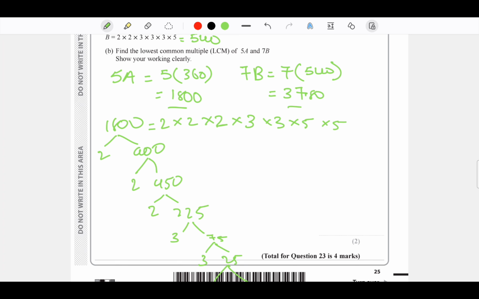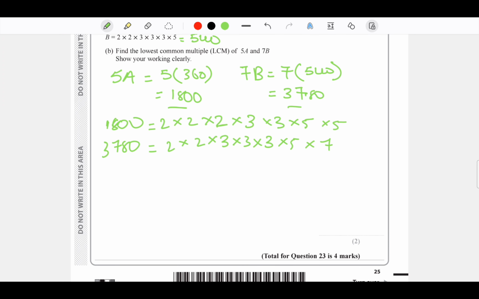As for 7B, which is 3780, it is the same steps. I am just going to write the working over here. Right, so just like that, we have the prime factors of both our values.